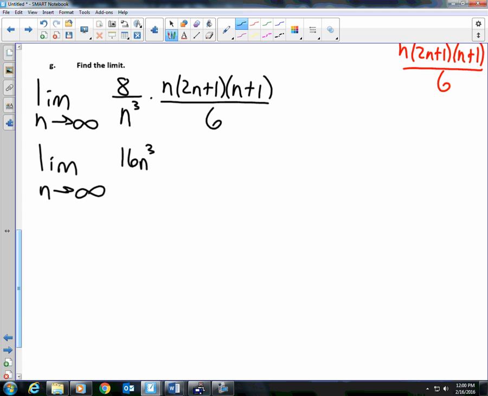16n cubed, yep. And I have 2n times 1, and 1 times n is going to give me 3n, times n times 8, 24n squared. I have 1 times 1 is 1, times n is n, times 8, 8n. What do you have in the denominator? 6n cubed.